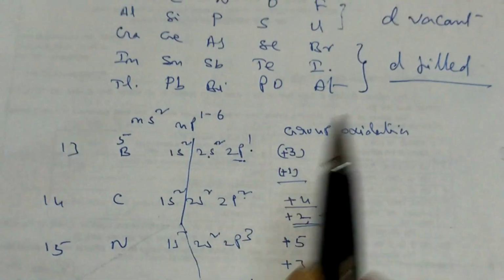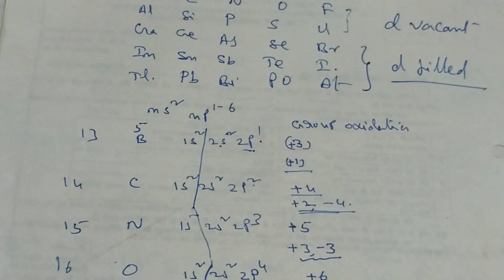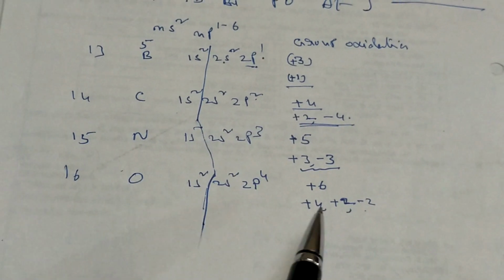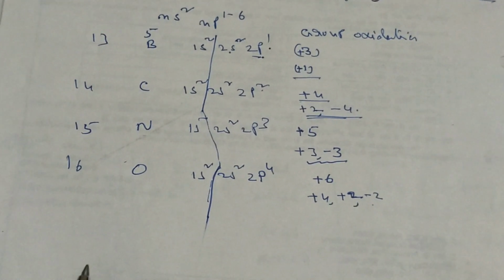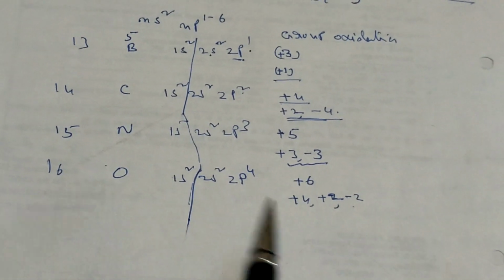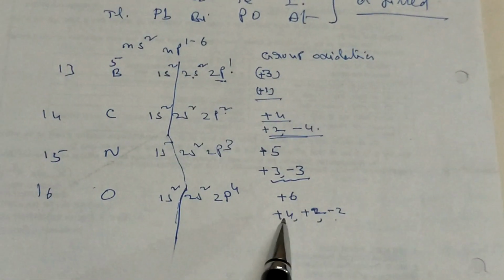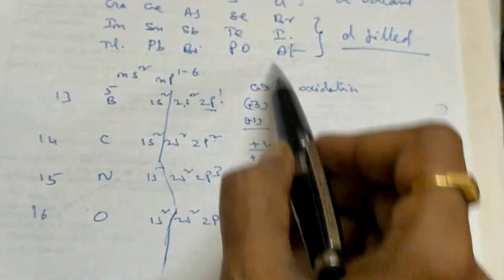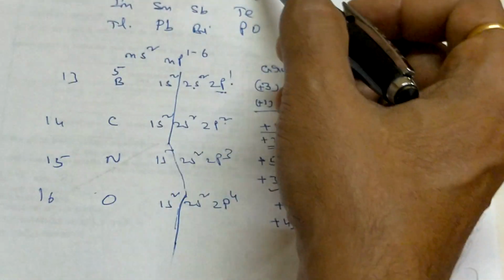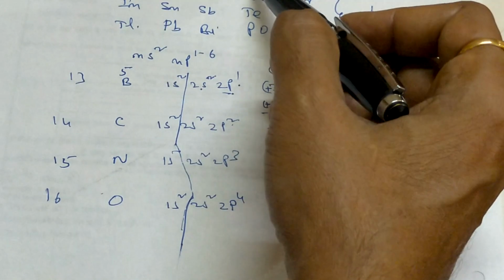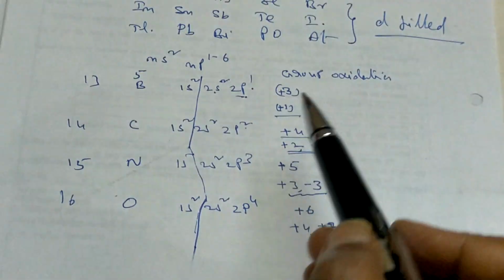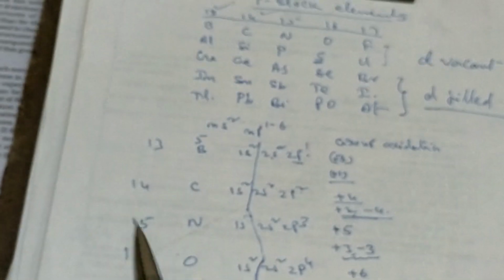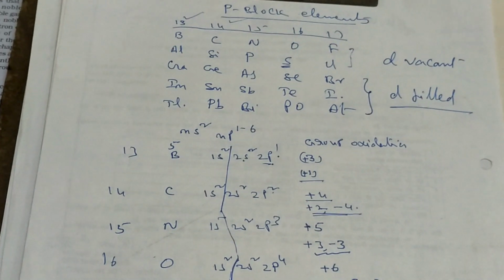Because D is filled and D is vacant, there will be so many other variations coming. Because of that, +6 and +4, +2 and -2 come for some elements, but this is not valid for all. Oxygen cannot be +6 at all; it is +2, -2 and so on. Sulfur is different because it has vacant D orbitals, so some of the electrons jump. We will see when we come to that particular element.